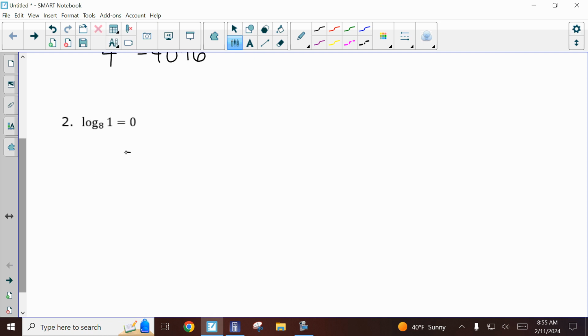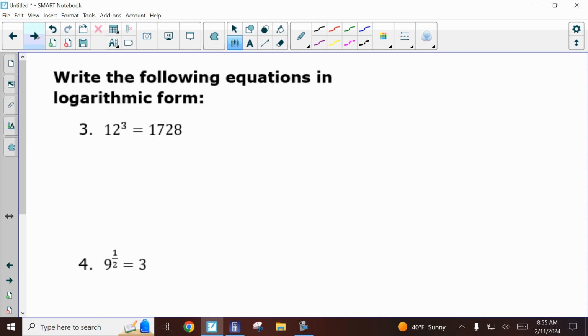Same pattern happens over here. You take this 8, you make it big, and then you just flip-flop these guys. So 8 to the 0 is equal to 1. Then vice versa. It doesn't say log anymore. It's got an exponential, so we have to turn it into a log.